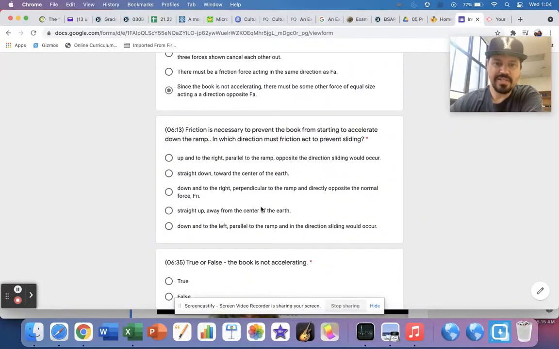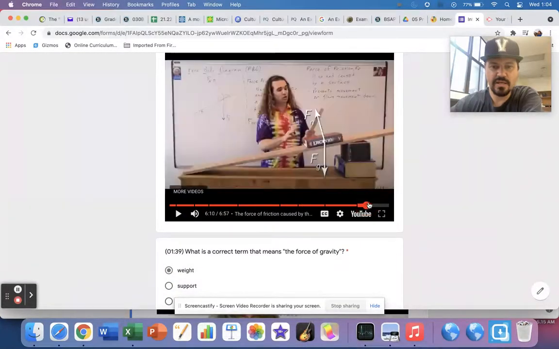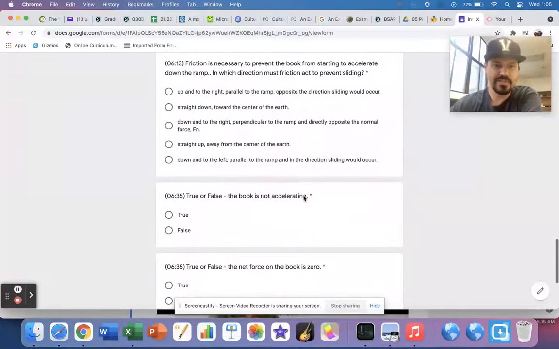613, friction is necessary to keep the book from accelerating down the ramp. Which way is that? Let's look at the picture again. All right, so which way would friction be acting? It'd be up and to the right over here, right? And that would counteract the fact that the normal force is leaning a little bit to the left, right? You need something to the right to counteract the fact that the normal force is pushing a little bit to the left. So that is what would go there.